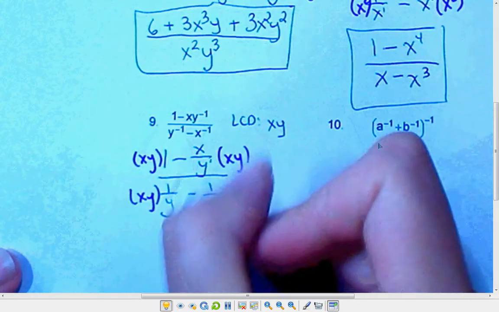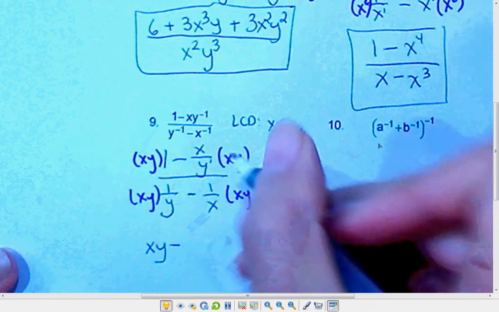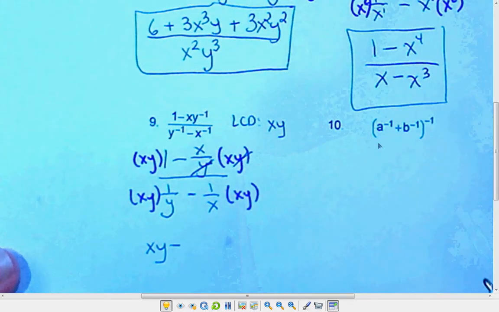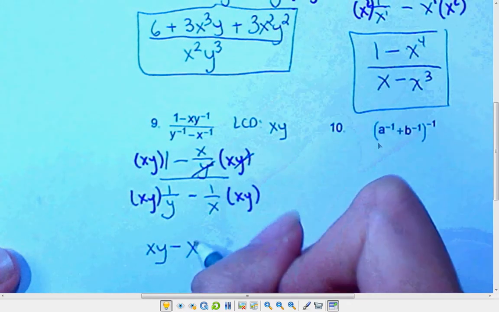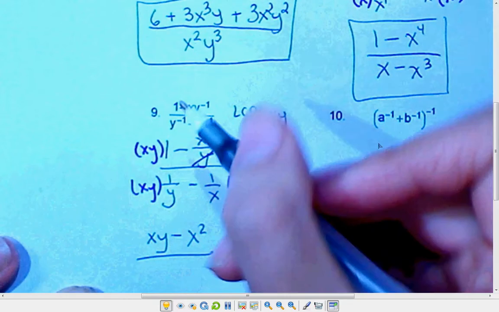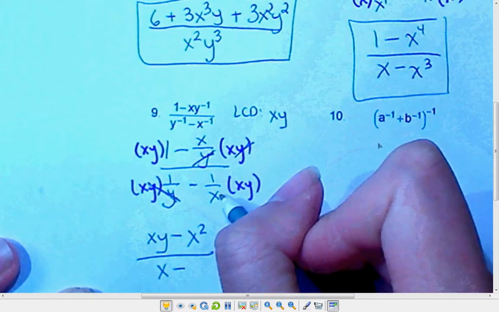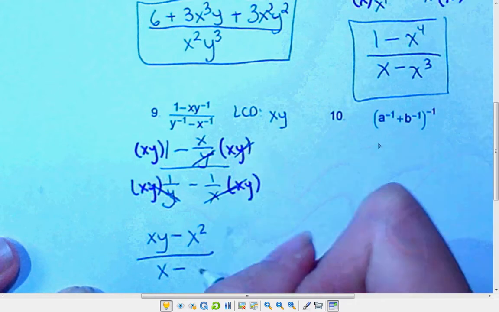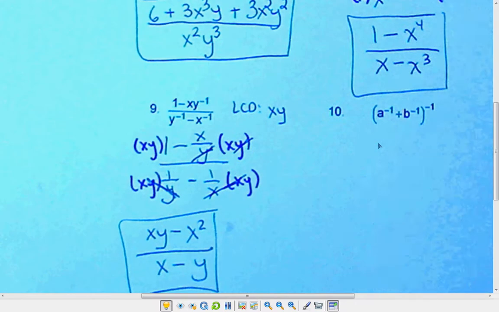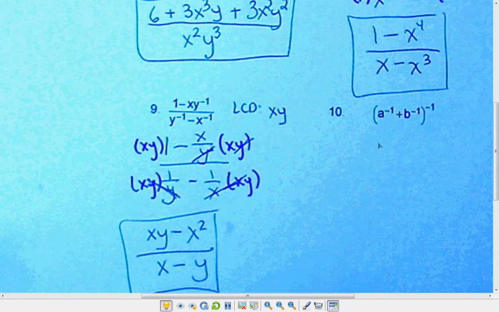And what this leaves us with is we have an xy on top minus the y's cancel out in this one, which leaves us x times x, which is x squared. On the bottom, our y's cancel out, which gives us x times 1, which is x, minus our x's cancel out, 1 times y is just y. There's my simplified form.